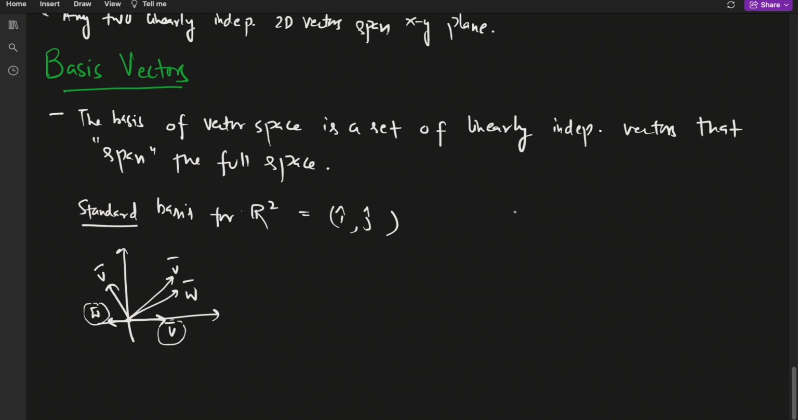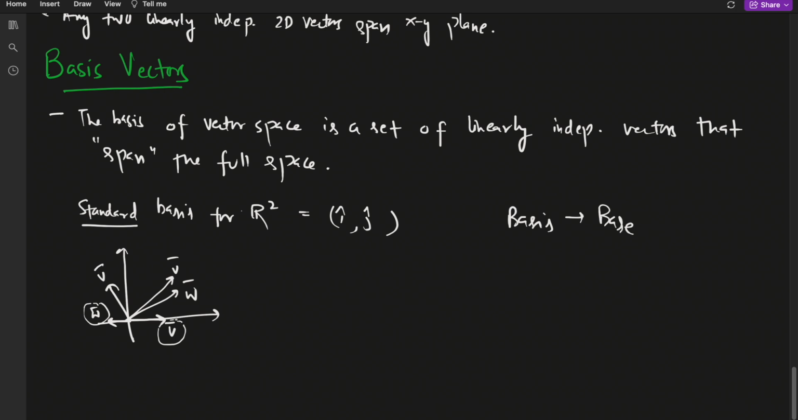So basis is originated from the word base, right? So when I say that i hat and j hat are basis for r square, I mean they are the base for r square, they are the base for xy plane. What I mean by base is that any vector in r square is nothing but a linear combination of i hat and j hat, and the same thing is true for any other vectors v and w, given that they should be linearly independent, because only then can I get any other vector using the linear combination of these two vectors, right?